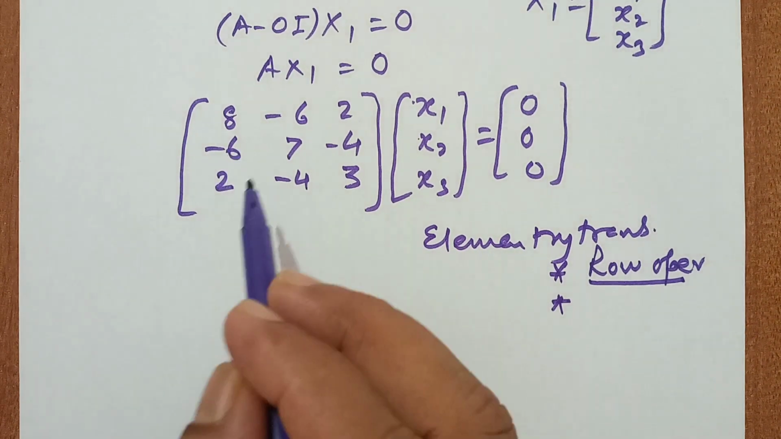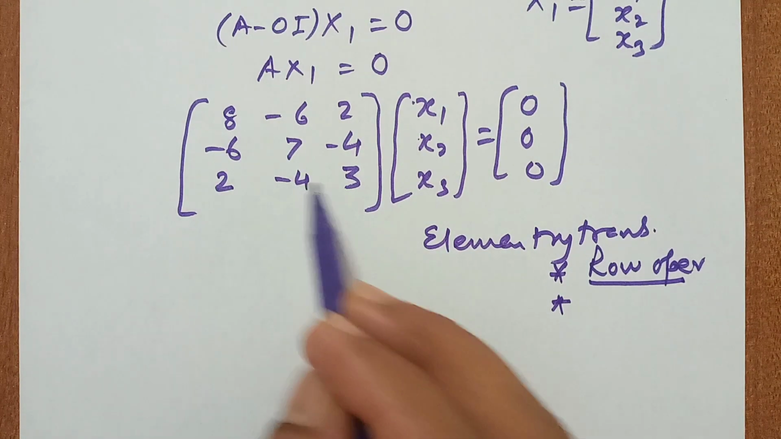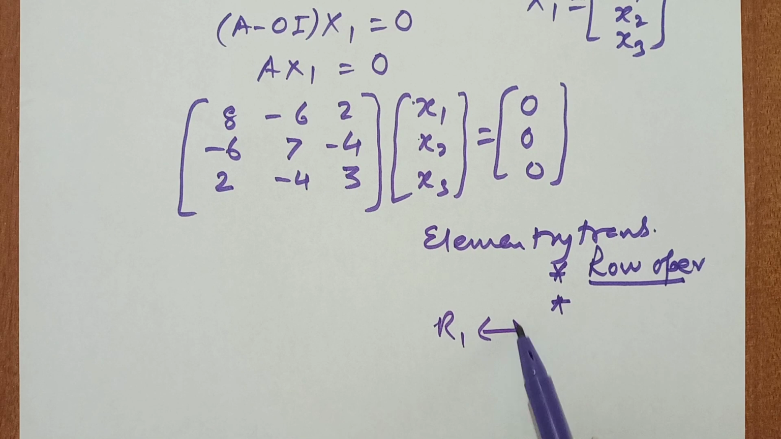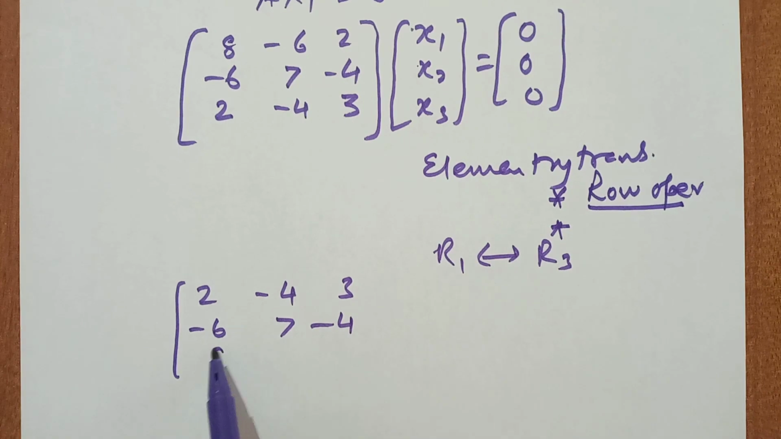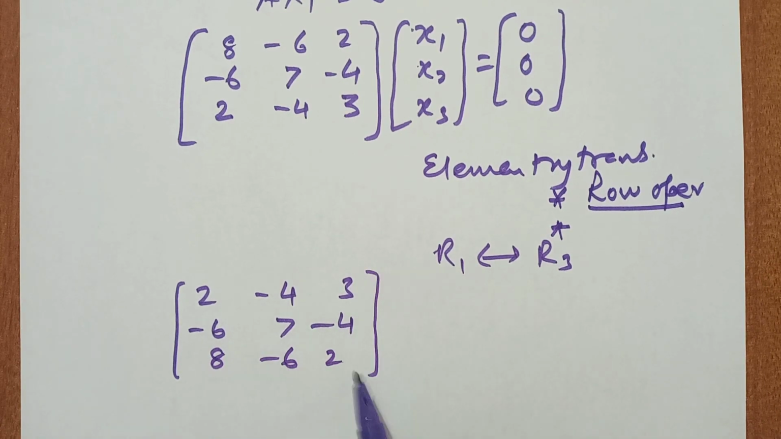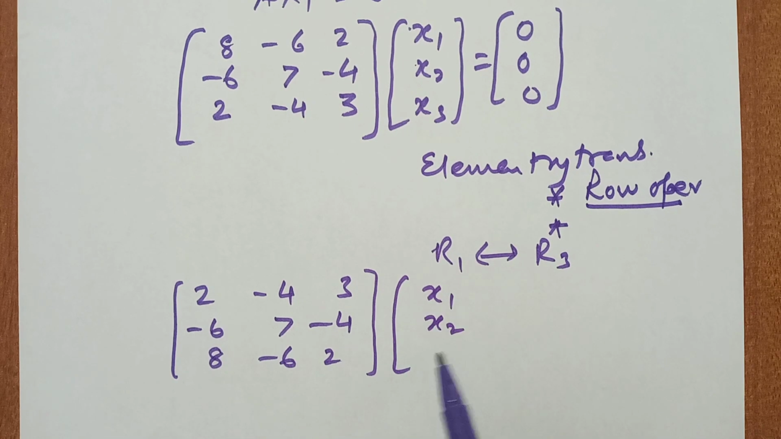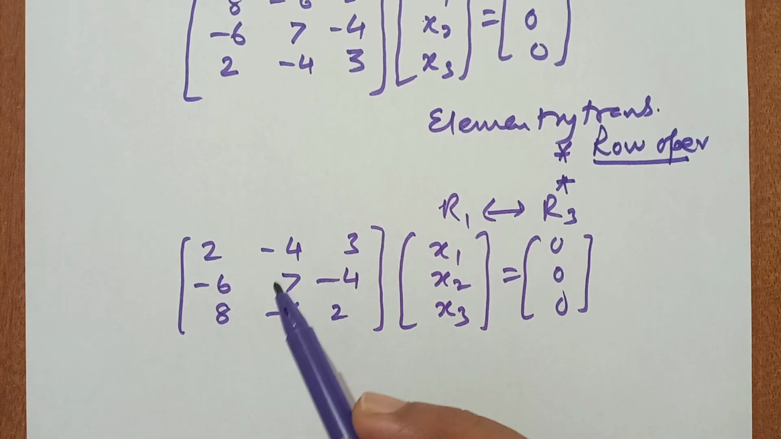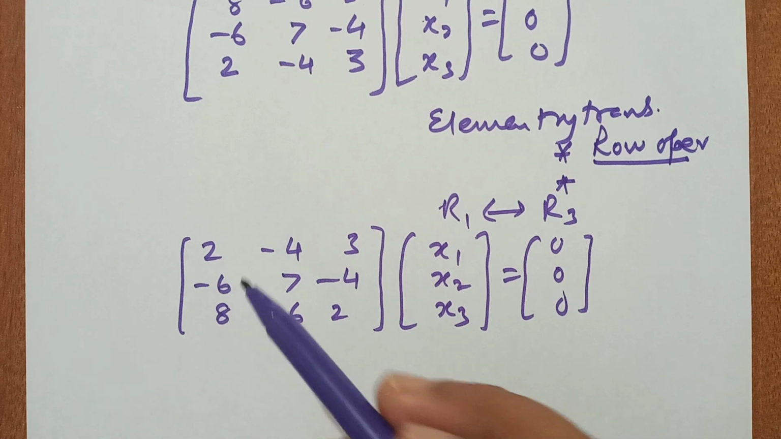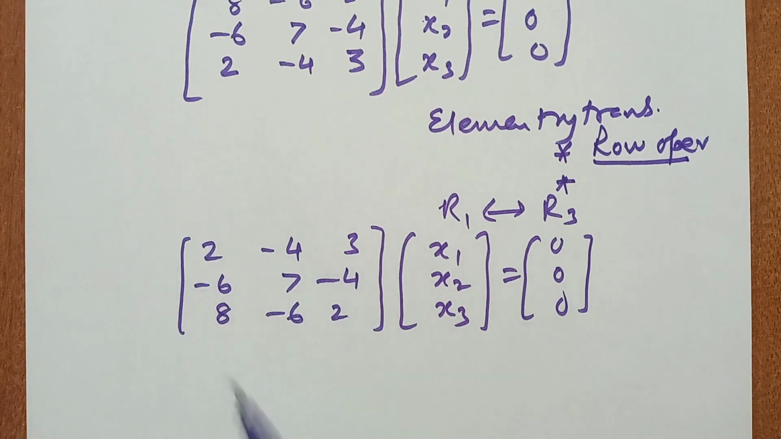Here it is easy to see, 2 minus 4 3. So interchanging R1 and R3: 2 minus 4 3, then minus 6 7 minus 4, and then 8 minus 6 2, with x1 x2 x3 equal to 0 0 0. Now our aim is to make all the elements below the diagonal element 0 by using only row operations.